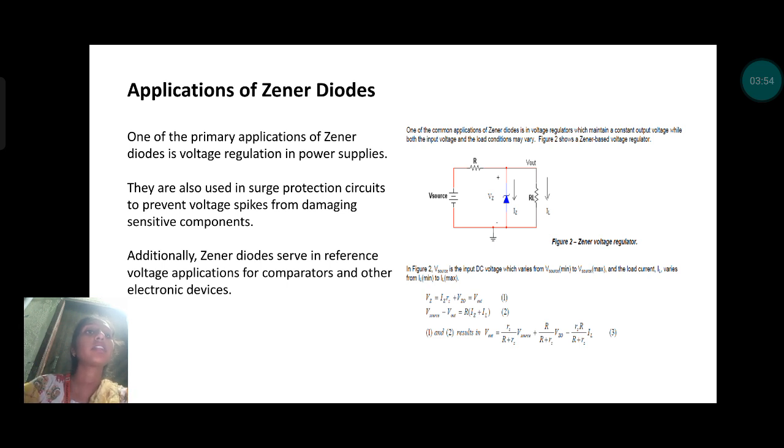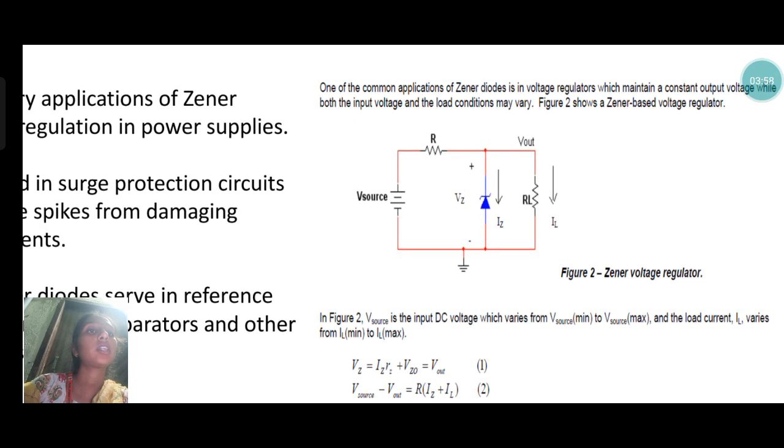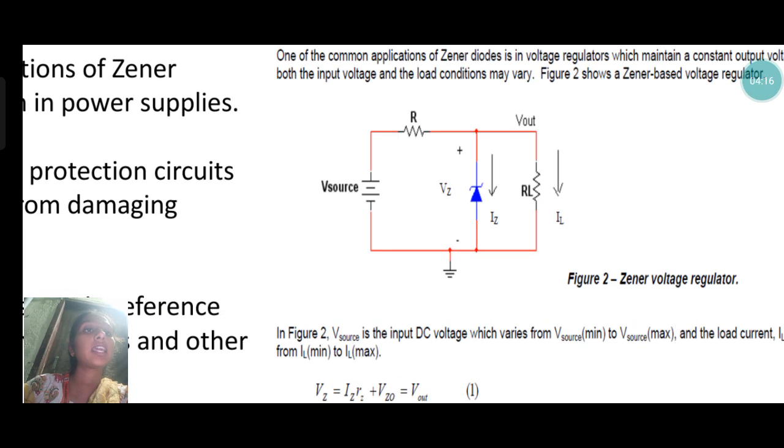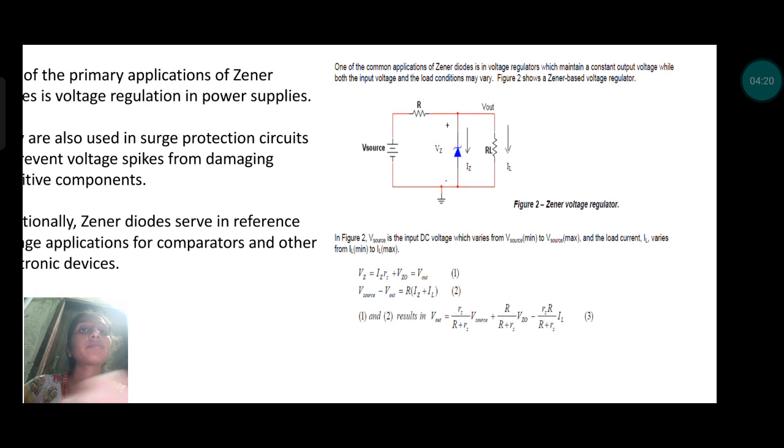This is the circuit diagram for a load resistance Zener voltage regulator. R is the resistance, Vs is the source voltage, and we can see Vz and Iz here. This is the Zener diode symbol, which looks like a Z. A PN junction diode symbol contains a straight line, but here we can see a Z-type symbol. RL is the load resistance.